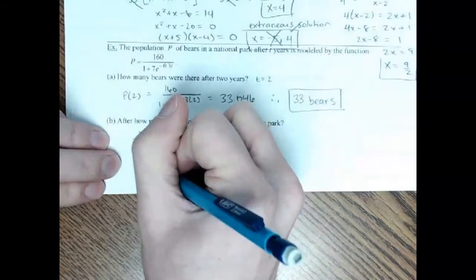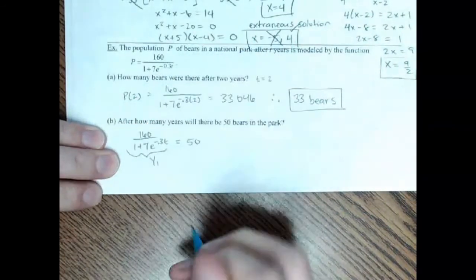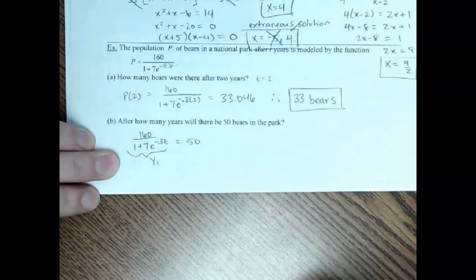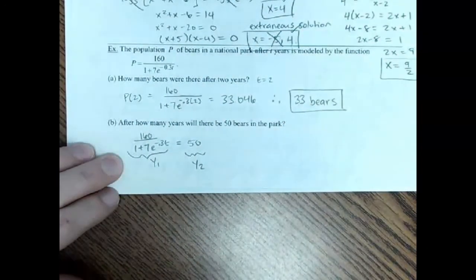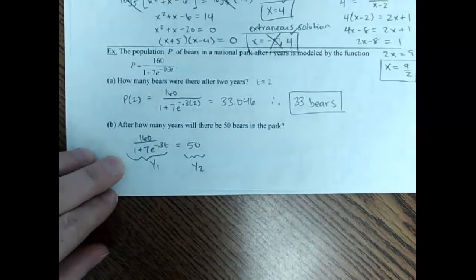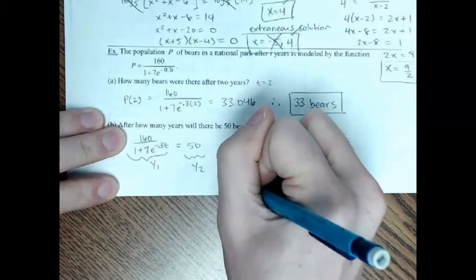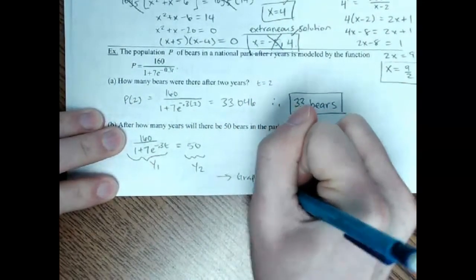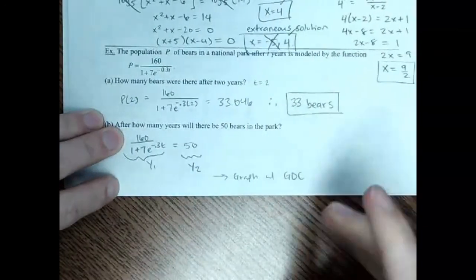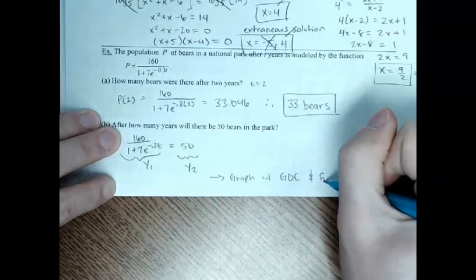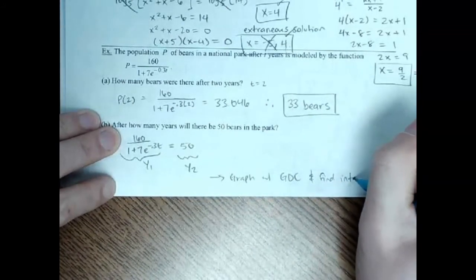And what I would want to do is graph one of these equations in y1, which I already have done. And I'm going to graph the other one in y2. Now 50 is a constant. It's going to be a horizontal line. And then I'm just going to graph with my GDC, Graphing Data Calculator. And I'm going to find the intersection.